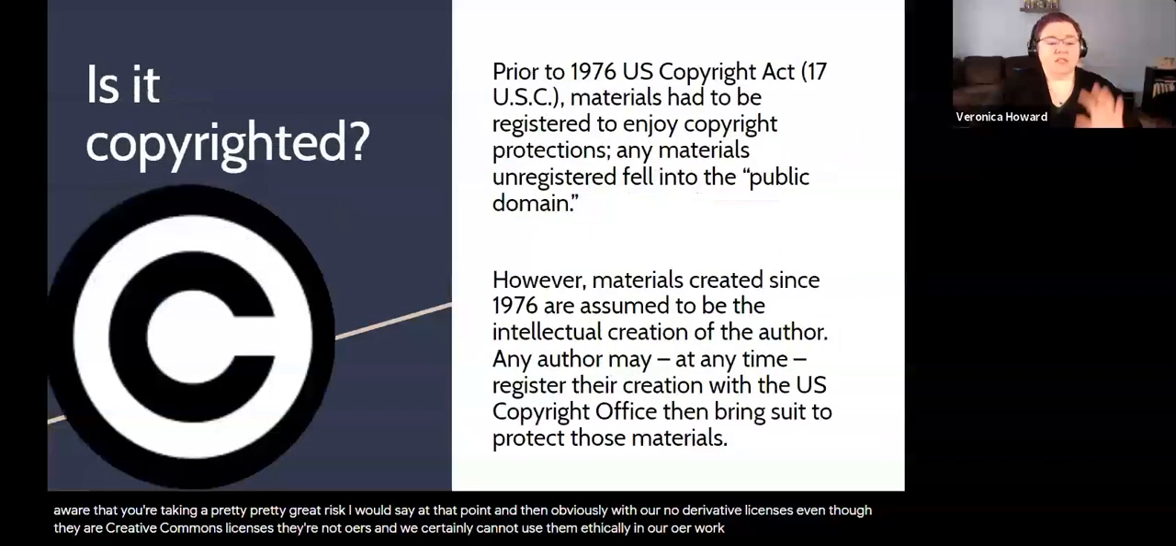Now, moving forward, just a super quick note, like we mentioned before, that prior to 1976, all materials had to be registered to enjoy those copyright protections. So anything that wasn't registered before 1976 just fell into the public domain. It meant that no rights were reserved. You could do whatever you want with it. But since the U.S. Copyright Act of 1976, anything that's created is assumed by default to be protected under copyright.